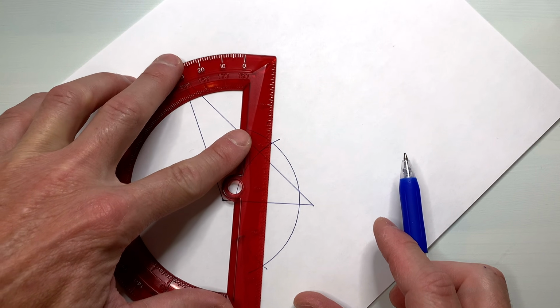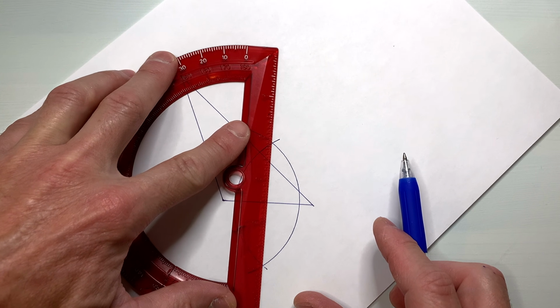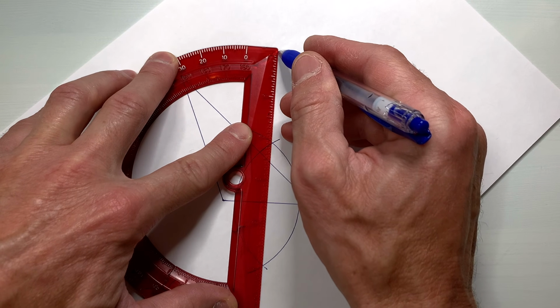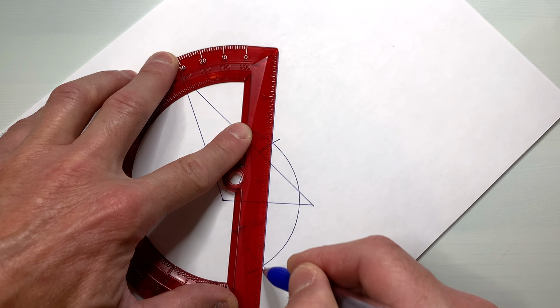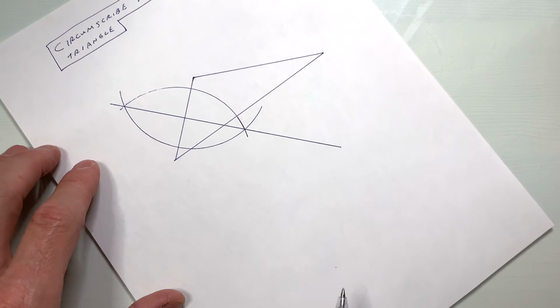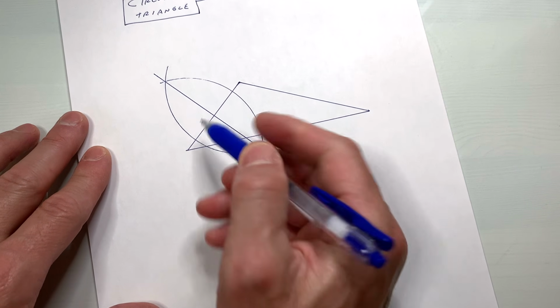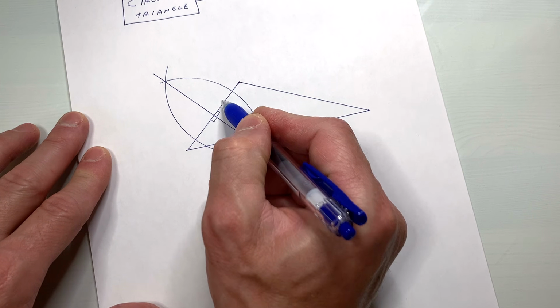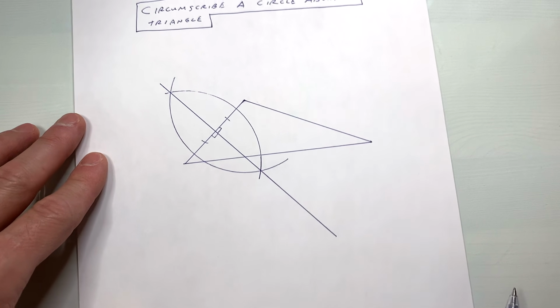Now what you're going to want to do, again, like I've mentioned earlier, is draw these a little bit longer than you think you need, because it really saves you some time and aggravation with having to go back later and trying to extend some of those lines. So that's our first perpendicular bisector. I'll just indicate that here. So it's bisecting that side.